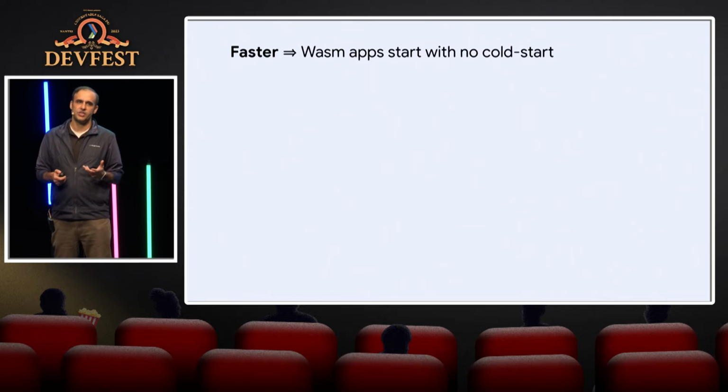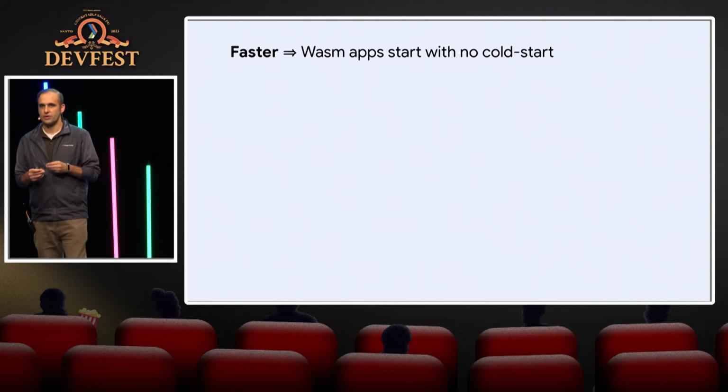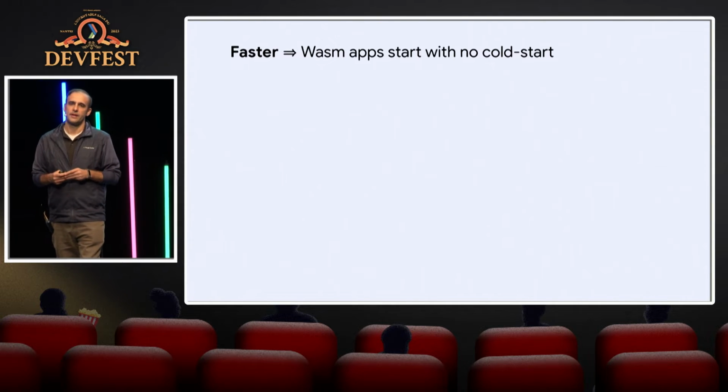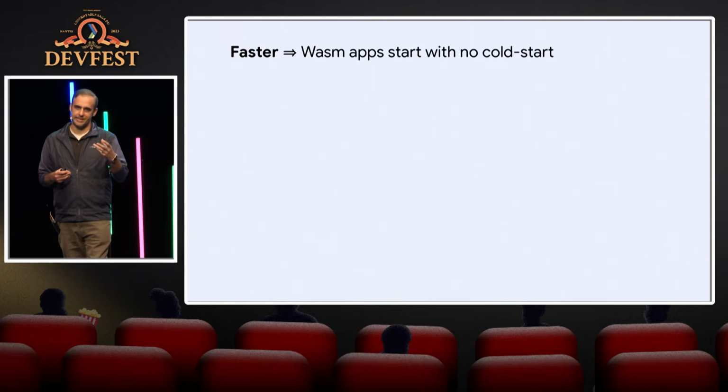Well, Wasm modules tend to start with no cold start. With containers, there's always some time you need to wait for the container to start. It all depends on the container size and what you have in the container, but it's usually 300 to 500 millisecond latency. Similarly, if you are using serverless functions on Google Cloud or AWS, there's always some latency when it starts up. Whereas Wasm modules have minimal latency when the module starts running. So that's the faster part.